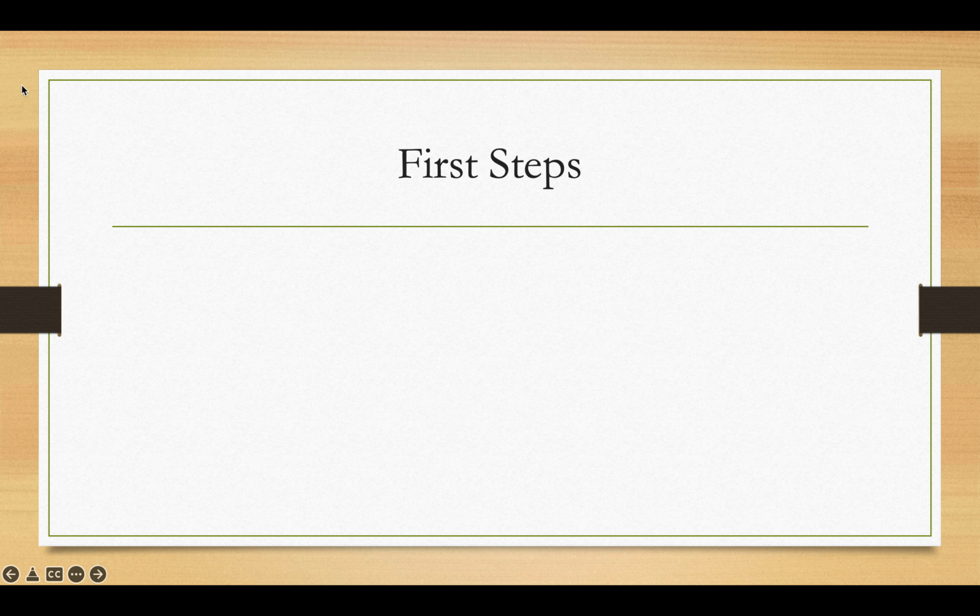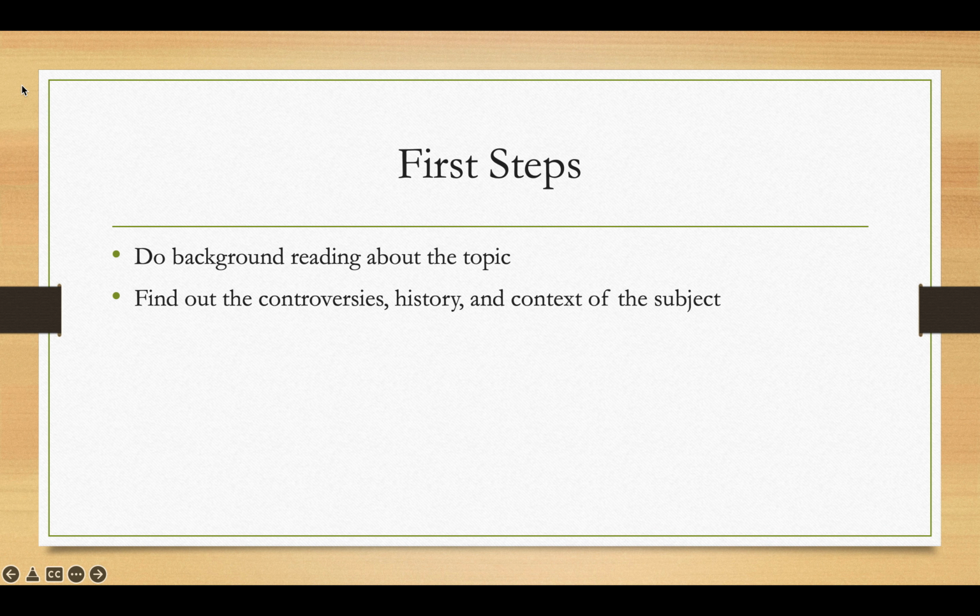So let's talk about the first steps. When you are first going to tackle this research paper project, what are you going to do? And the first thing that you need to do is actually not write, it's read. You need to do background reading about the topic. This is really important because in order to write about something, you need to understand it. So you have to find the history, the background, the context, what is going on with this subject.